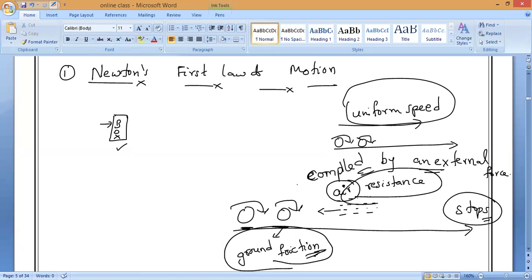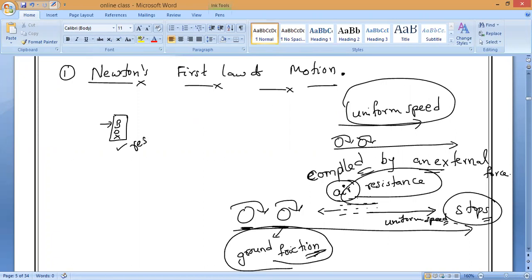No, sir. It will be continuously moving in a straight line with a uniform speed. Is it yes or no, guys? Yes, please respond. So that is called Newton's first law of motion. The conclusion made by Galileo in his inclined plane experiment, the same thing we are studying here.